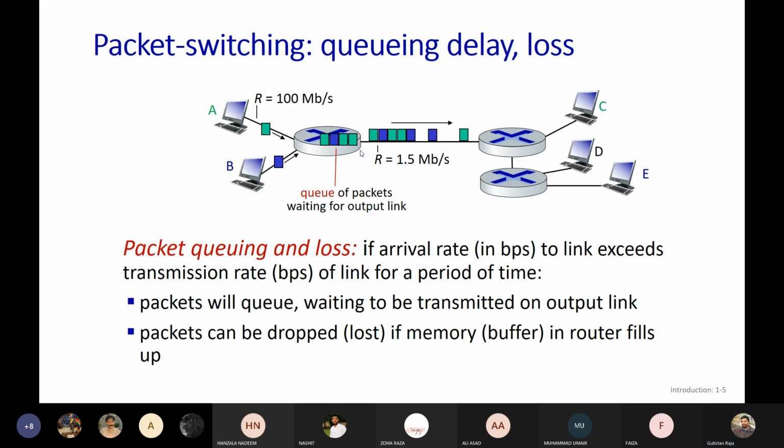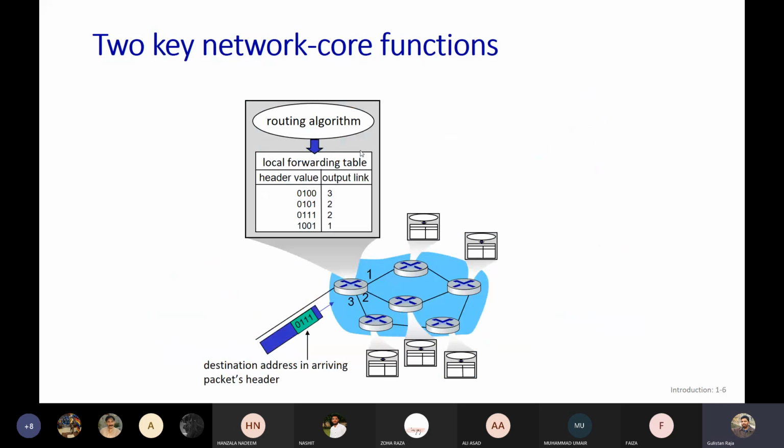Okay, anyone else? Okay, so if you don't have any question, let's move to the next slide. Now, more details coming. So look at this mesh of routers. Now we are going to study another thing, which is known as network core functions. Two main core functions. Now here you see a diagram. Have a look on this diagram. There is a mesh of routers, and they are connected.